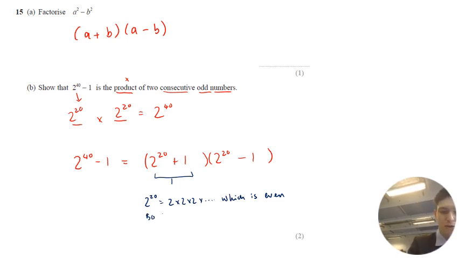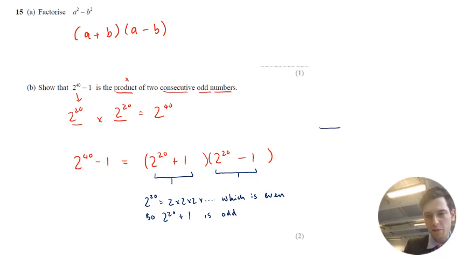Therefore, 2 to the power of 20 plus 1: if you add 1 to an even number, you're going to get an odd number. Now, if you think about the second thing here, well, that is also going to be odd.